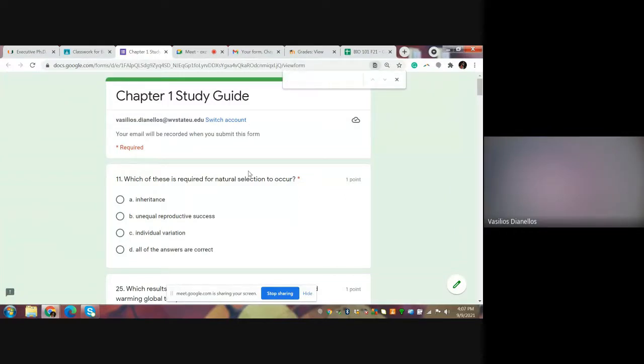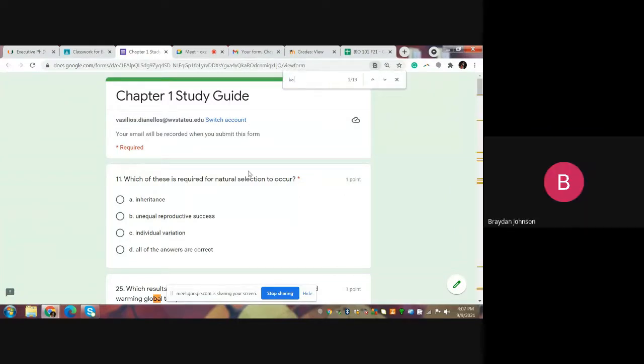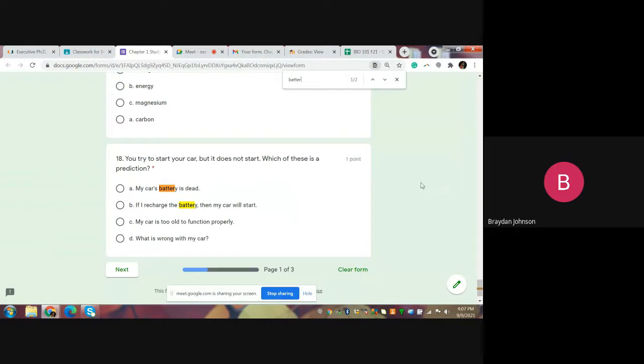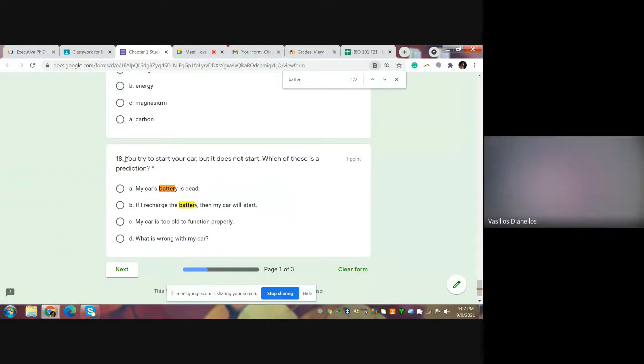So let me see if I can find that. Okay. So it'll be more like a scenario kind of thing. Exactly. So like this one right here, you try to start your car, but it does not start. All right. So instead of just addressing this question specifically, I'll just talk about it in general. You try to start your car, but it doesn't start. That's an observation, right?